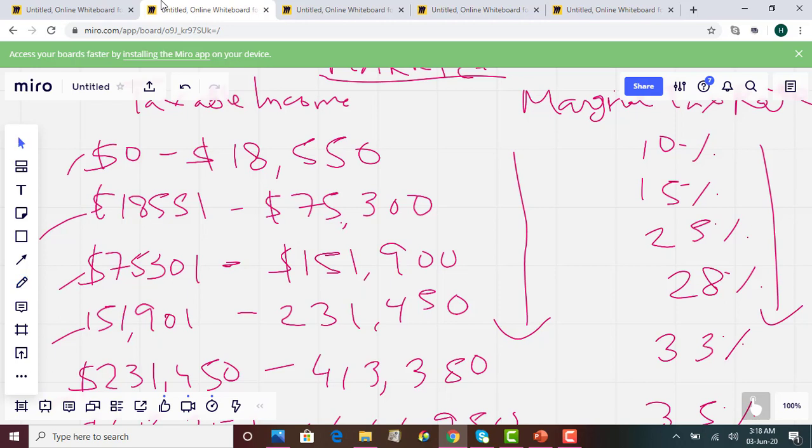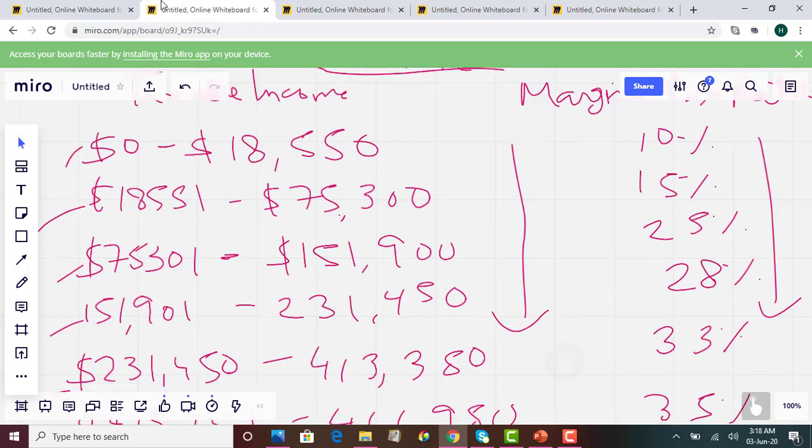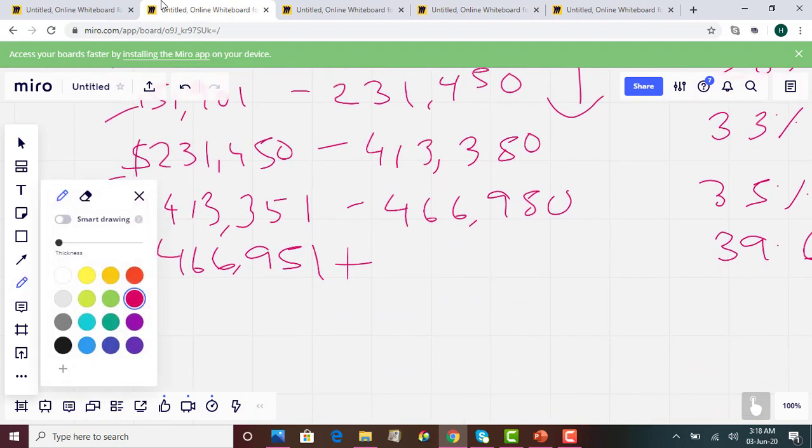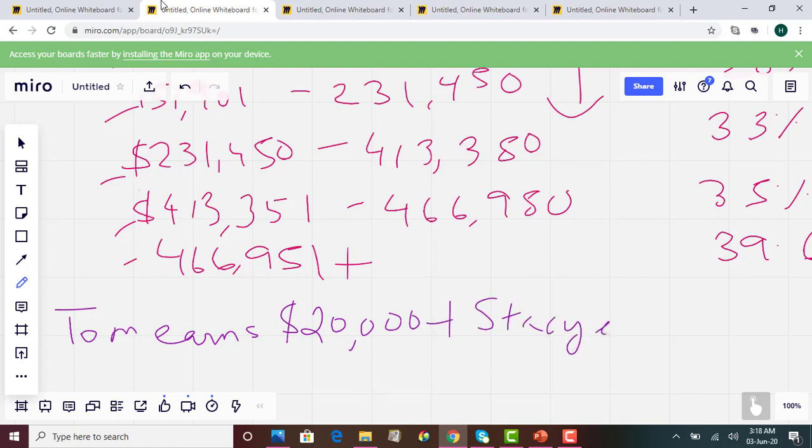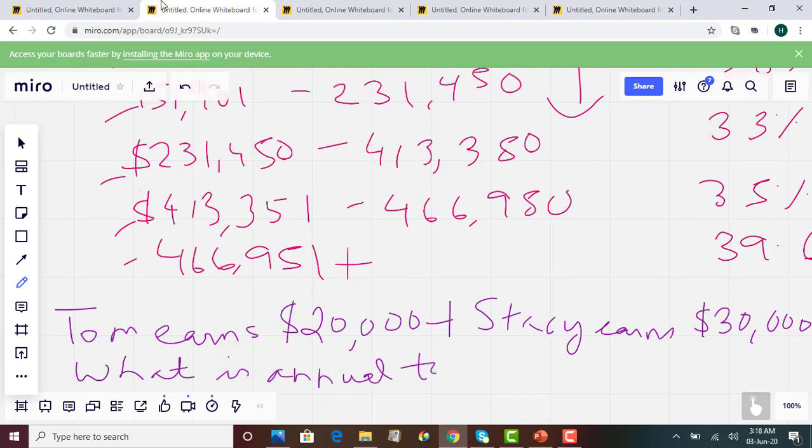Okay, so let's do a quick example so we can do it easily, and so you know how to calculate. Let's say Tom earns $20,000 annual income, and his wife Stacy earns $30,000. What is the annual tax they are going to pay if they are filing as a married couple? If they are filing as a married couple, their total income will be 20,000 plus 30,000, so we will go up to 50,000.